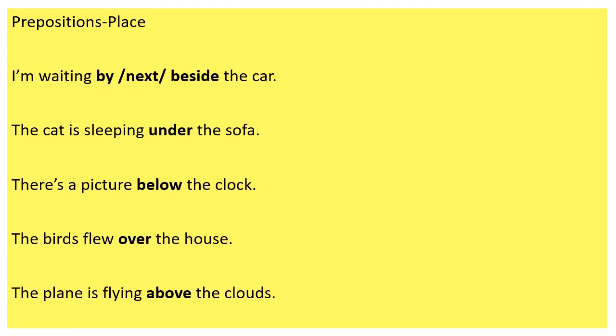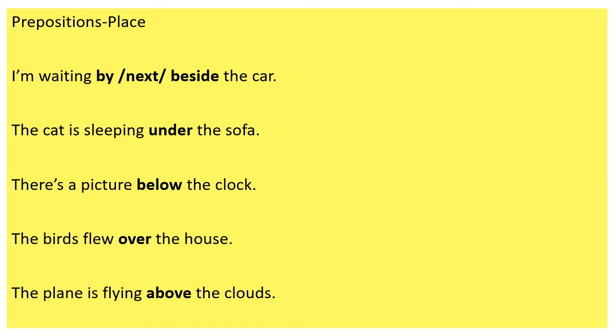Prepositions of place in sentences. I am waiting by or next to or beside the car. All these prepositions, by, next to and beside, mean near to the car. The cat is sleeping under the sofa. Here under means on the ground but lower than the sofa. There's a picture below the clock. It means that the picture is placed or hanging below the clock, that is, lower than the clock.